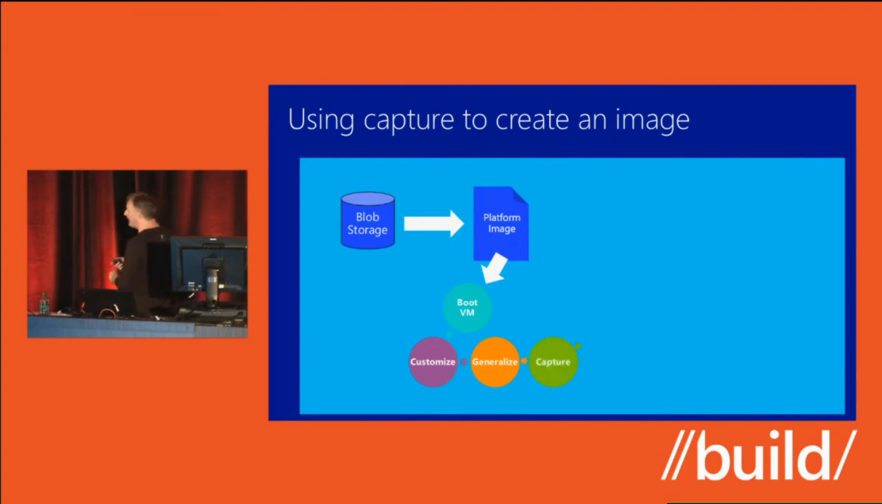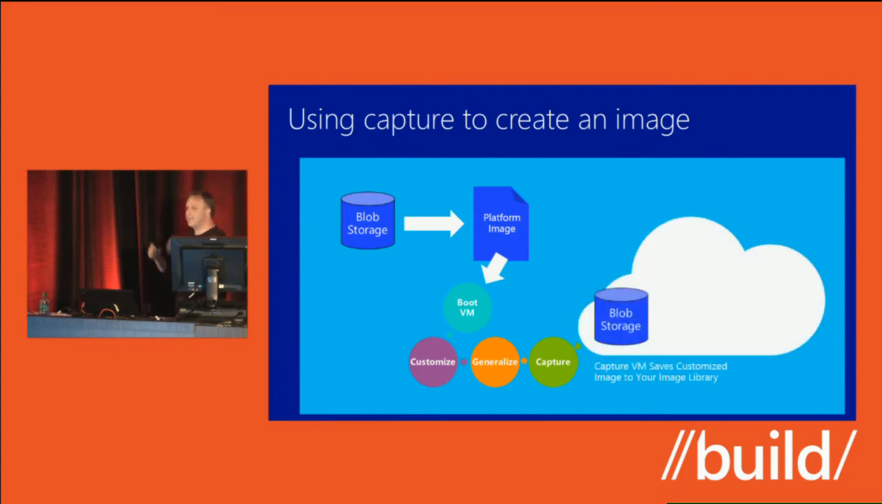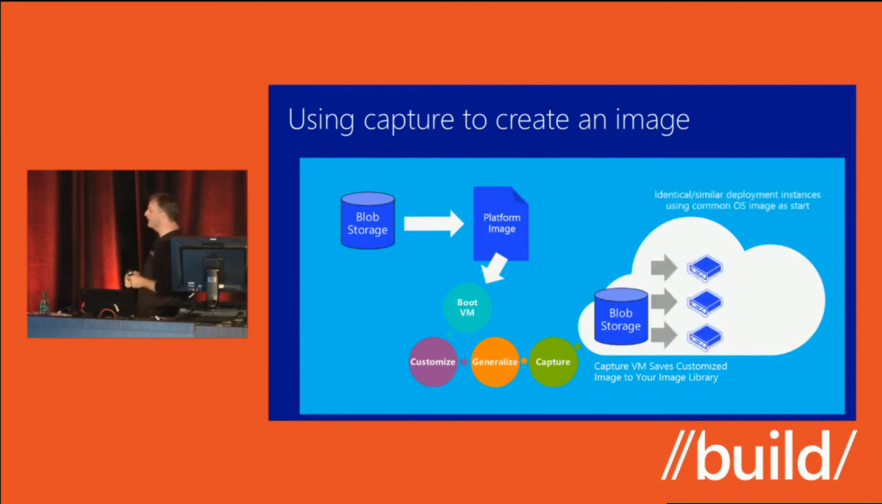Anyways, once it's generalized and shut down, it has to be generalized and shut down, you then use capture. There's a little button in the portal called capture that whenever you click it on a sysprep shutdown virtual machine, will take it and save it as an image into blob storage. And then whenever you go to create a VM, in addition to all the platform images, you'll have your own image as well that you can boot off of. And every time you boot off of it, you start from the exact identical starting point. So depending on what you deploy, using images can save you tons and tons of time.